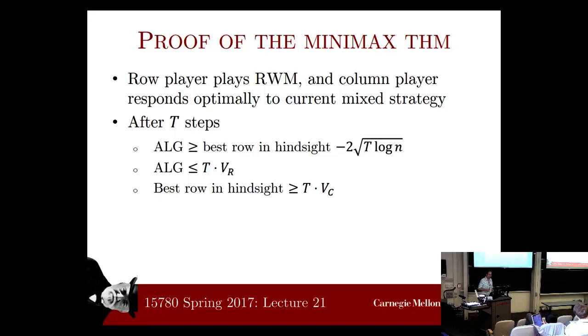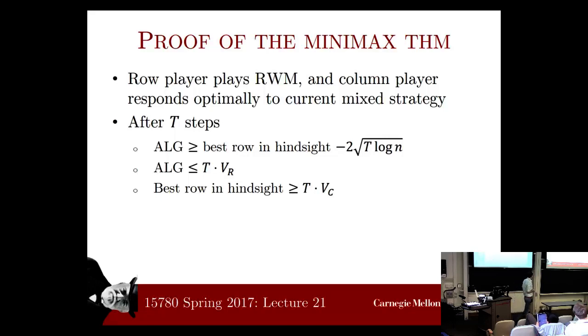First of all, because of the guarantee that we just derived for randomized weighted majority, we have this regret bound: what the algorithm gets is at least the best row in hindsight minus that additive term that we had before. That's what we worked the whole lecture to prove. So this we have, great.